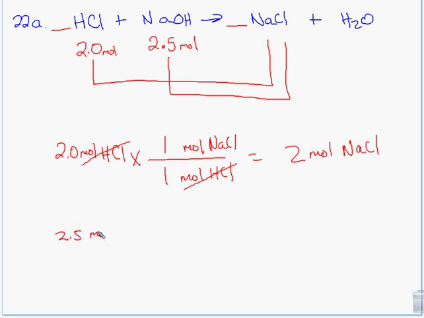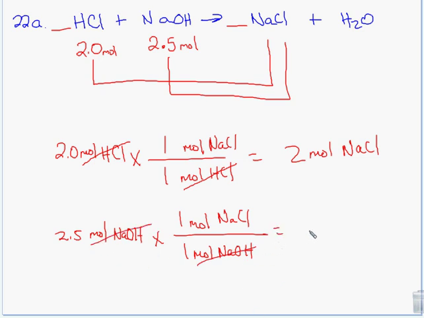2.5 moles, let's do the other reactant, 2.5 moles of NaOH. And we multiply that by the molar ratio, which is 1 to 1. Super, this is too easy. Over 1 mole of NaOH. Moles of NaOH cancels out moles of NaOH. And we have 2.5 moles of NaCl. So which one is the limiting reactant, Douglas?